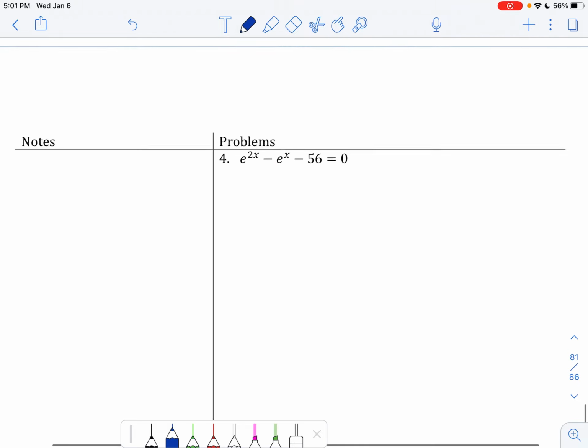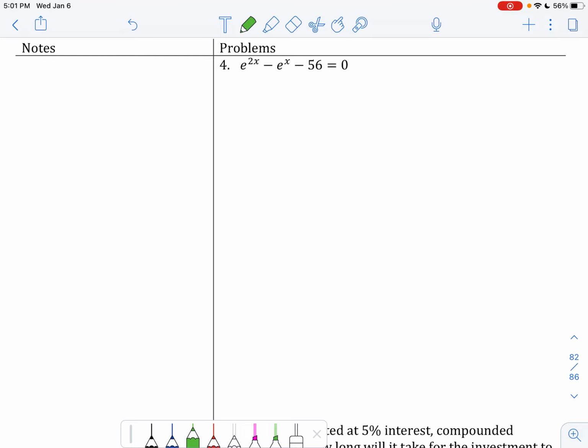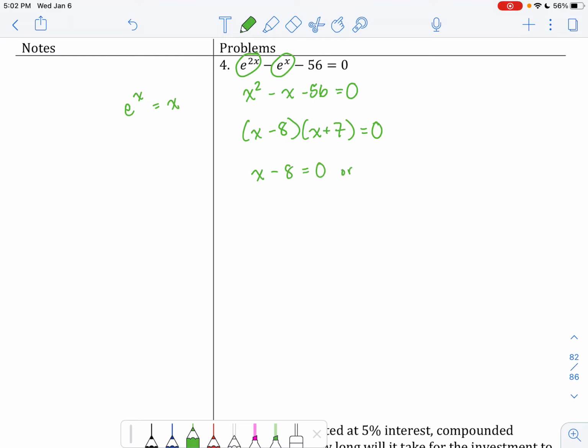Now sometimes you're going to see multiple exponential terms. Now what's nice about this is that there are 1, 2, 3 of them, and that e^x and e^(2x), you can treat this like a quadratic. And we're just going to say e^x is the same as x here. You solve it just by factoring. So (x - 8)(x + 7) is equal to 0. So x - 8 equals 0, or x + 7 equals 0.